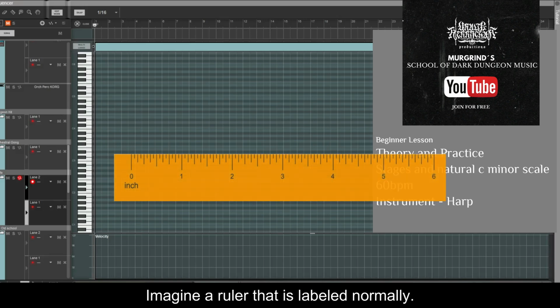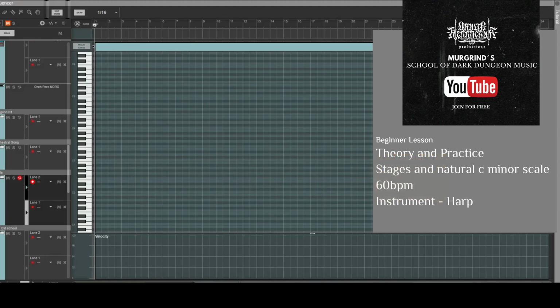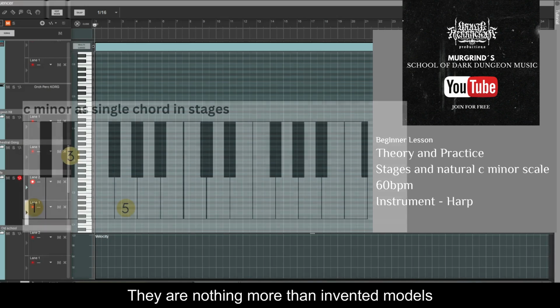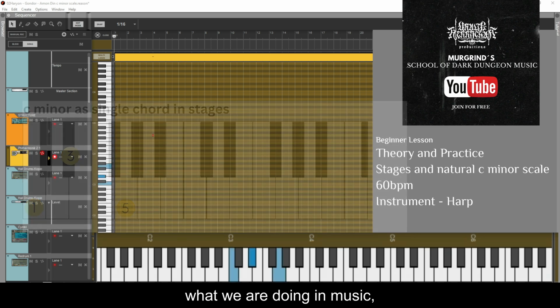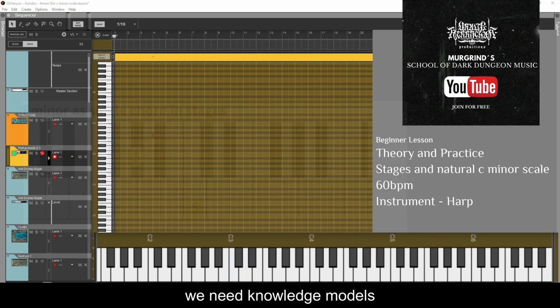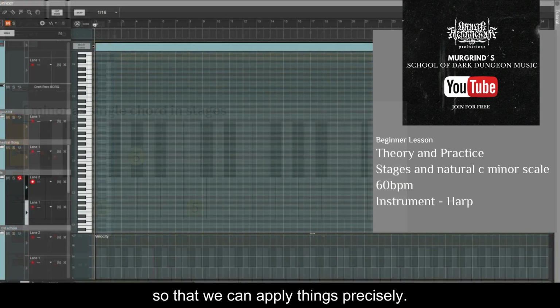Imagine a ruler that is labeled normally. You know what to measure, 1.3 inches. With a ruler as a tool, you have orientation and can use the ruler as an auxiliary instrument to achieve your goal. Exactly the same as music theory. They are nothing more than models of knowledge invented for a specific field of application. In order to know what we are doing in music, we need knowledge models to be able to define something, so that we can apply things precisely.